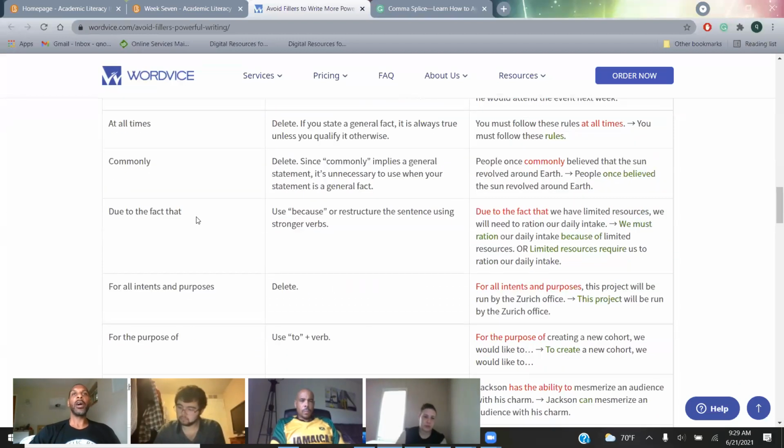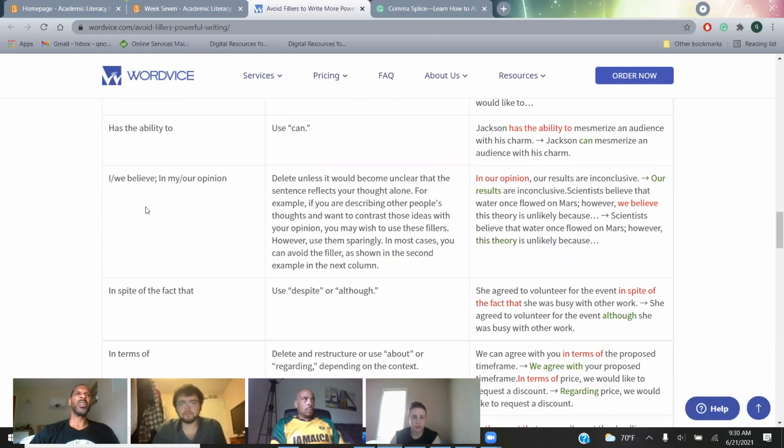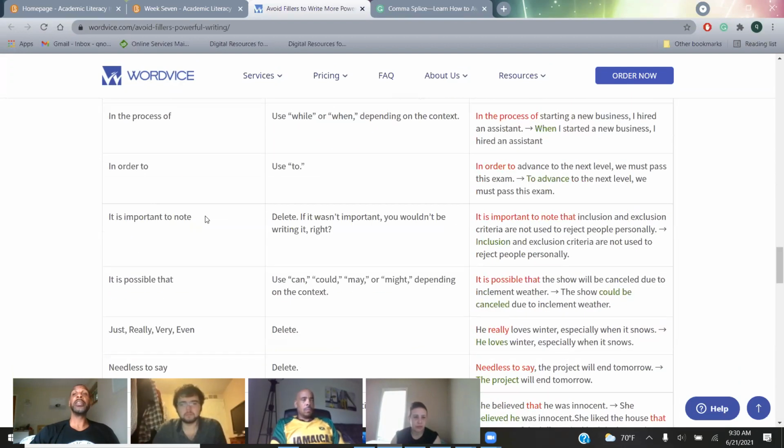Here's my favorite one. "Due to the fact that we have limited resources, we will need to ration our daily intake." We must ration our daily intake because of limited resources. And this is the last one, but there's a ton.